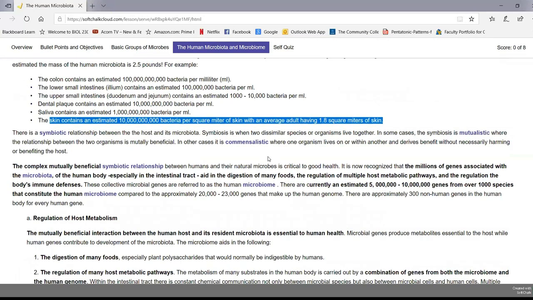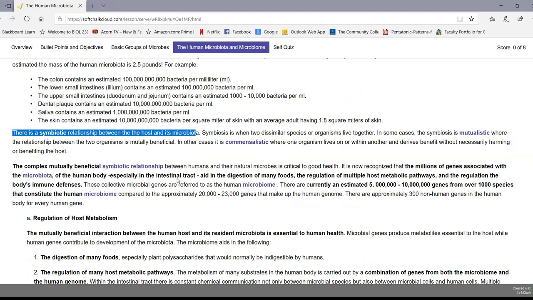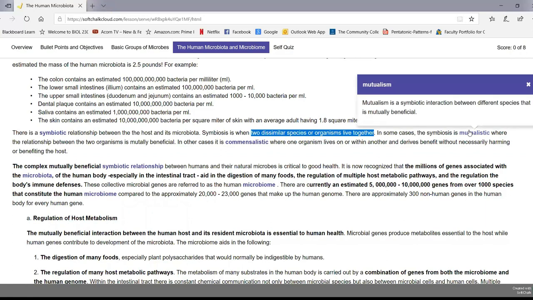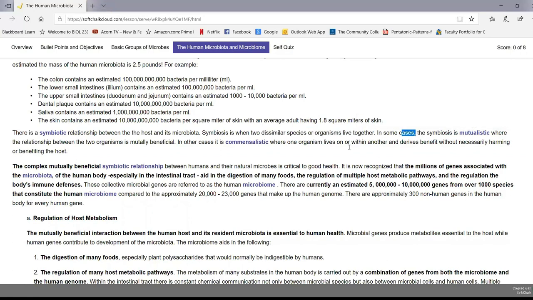And there's a symbiotic relationship between our body, the host, and its microbiota. And this is one of our definitions we need to know. So symbiosis is where two dissimilar species or organisms live together, like a particular bacterium living with a human. And this can be one of two possibilities. If the symbiosis is mutualistic, what we call mutualism, mutualism is where the two organisms live together and both benefit mutually. So both of the organisms are mutually benefited by the association of living together.